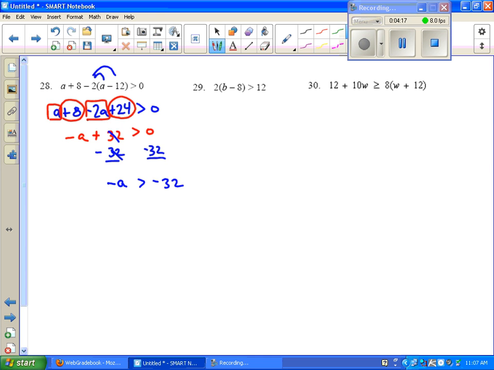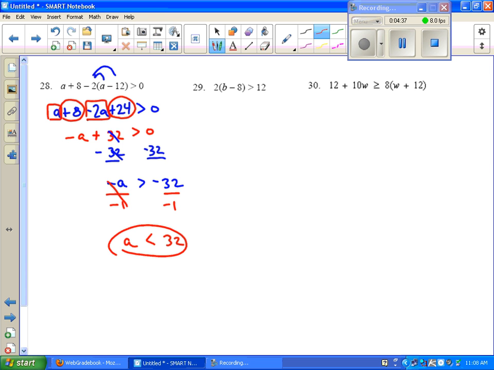The last thing you have to do, get rid of negative times a or -1 times a by dividing by -1. If you do it on the left, do the same on the right. Negative divided by negative is a positive 32. Cancels out and leaves you with just a, but since we divided by a negative, greater than becomes less than. A is less than 32.